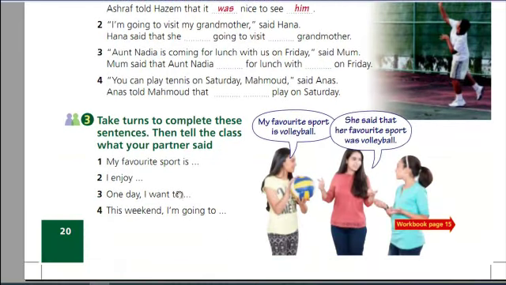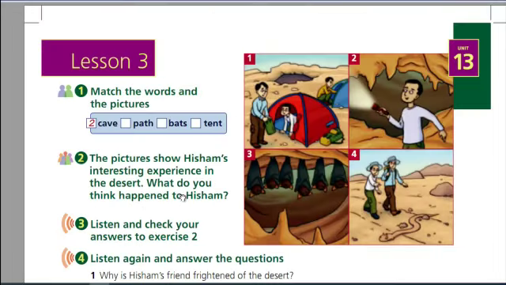Now, take turns to complete these sentences, then tell the class what your partner said. So it's up to you, it's your own answer. You can write whatever you want. My favorite sport is, and write whatever you want in this exercise.